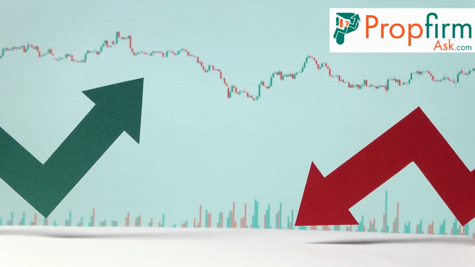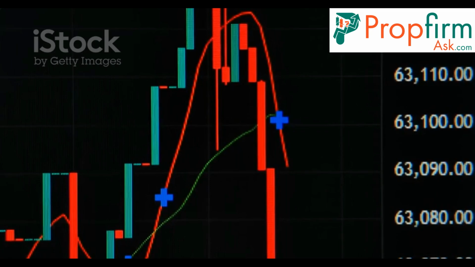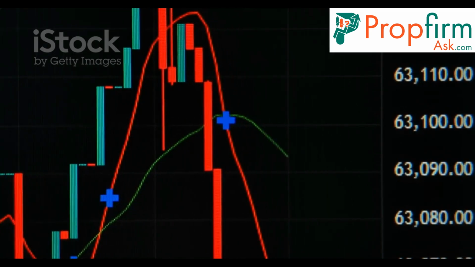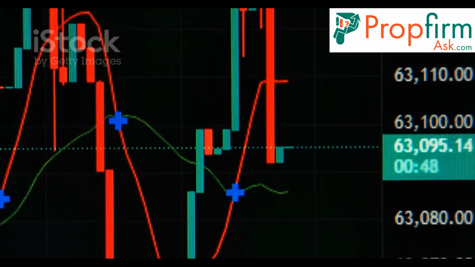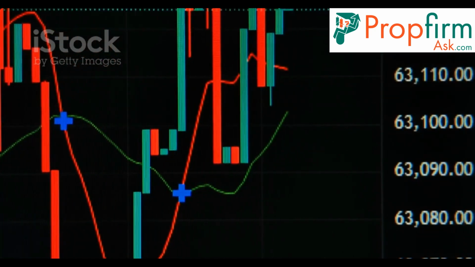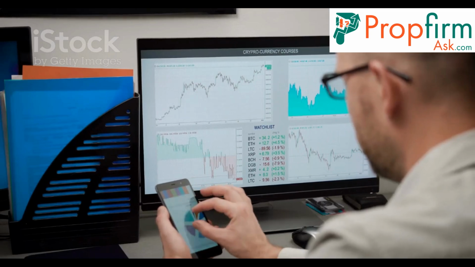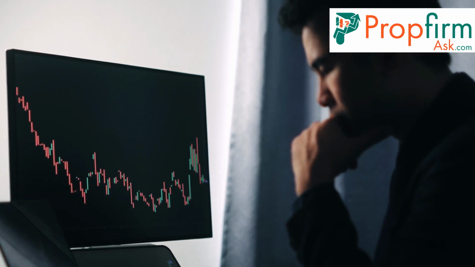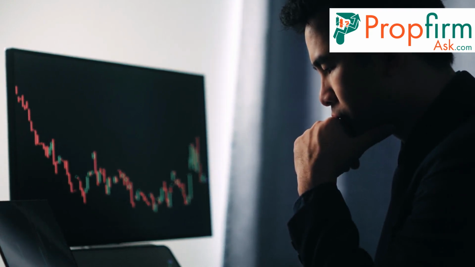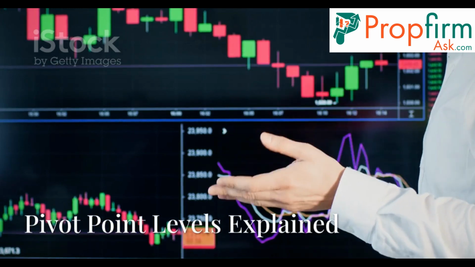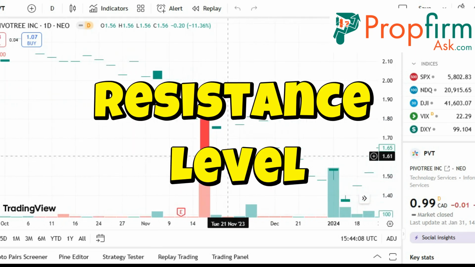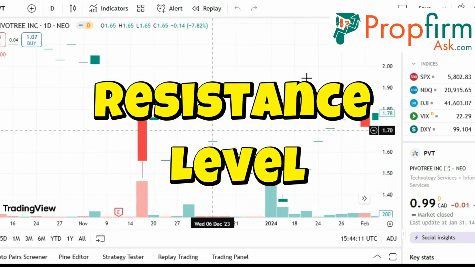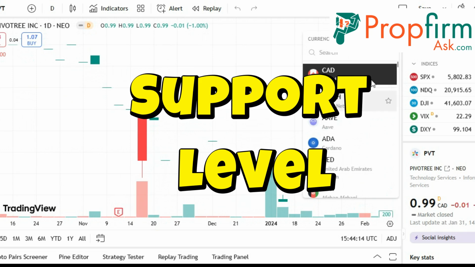So first, what exactly are pivot points? Pivot points are a classic technical indicator that help traders identify key price levels where the market is likely to react, either reversing, bouncing, or accelerating in the same direction. They are calculated based on the previous trading day's high, low, and closing price. From these three values, the indicator projects 7 price levels for the current day. The central pivot point, also known as PP, 3 resistance levels, R1, R2, and R3, and 3 support levels, S1, S2, and S3.